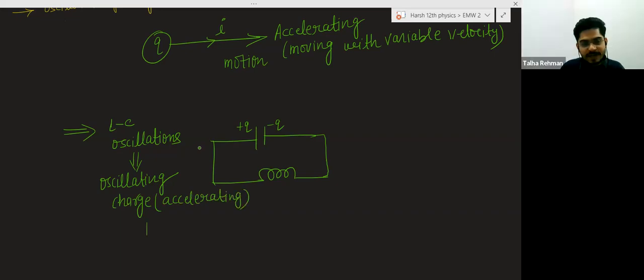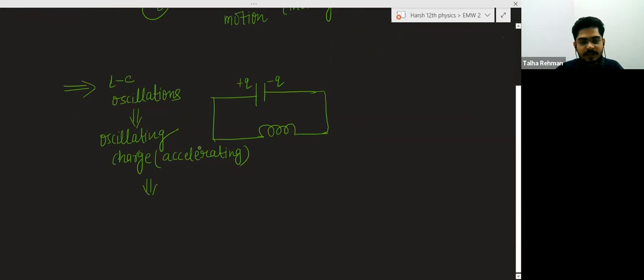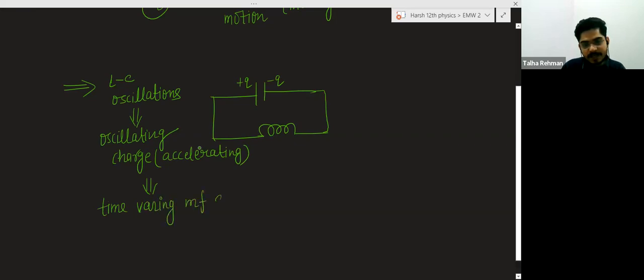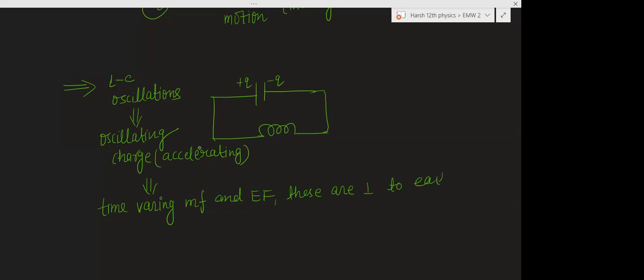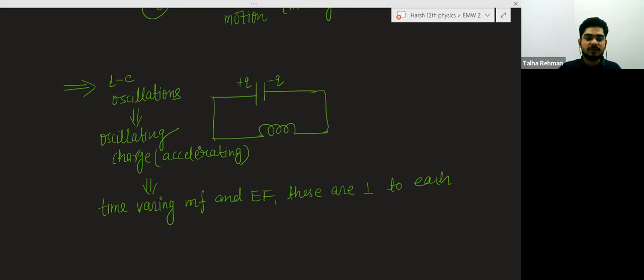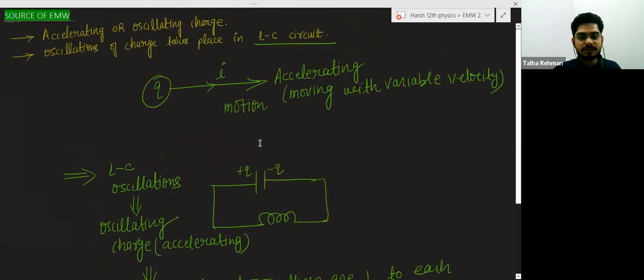And due to accelerating charge, we get the time varying magnetic field and electric field. And these are perpendicular to each other. Yes, sir, what is perpendicular? Magnetic field and electric field. Just write down fast.